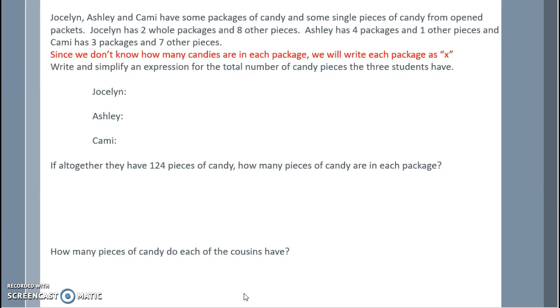So we don't know how many candies are in each package, so we will label them as x. Jocelyn then has 2 whole packages plus 8 other pieces. Ashley has 4 packages and 1 other piece, and Cammie has 3 packages and 7 pieces. Altogether then, we have 2x plus 8 plus 4x plus 1 plus 3x plus 7. We can use the associative and commutative properties to rewrite all of the packages of candy together plus the individual pieces. So 2x plus 4x plus 3x gives us 9x, and 8 plus 1 plus 7 is 16.